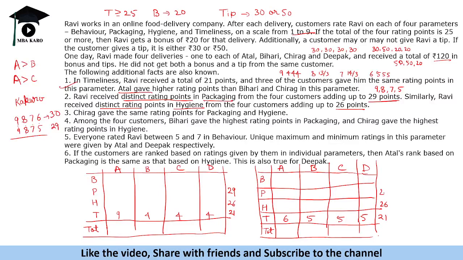Now 26 can have more possibilities, right? You can subtract three values from here. You can subtract one from here and then two from here, so there are multiple possibilities, more than getting 29. All right, let us see the next one. Chirag gave the same rating points for packaging and hygiene. So packaging and hygiene, his points are the same. Let us put x for now.